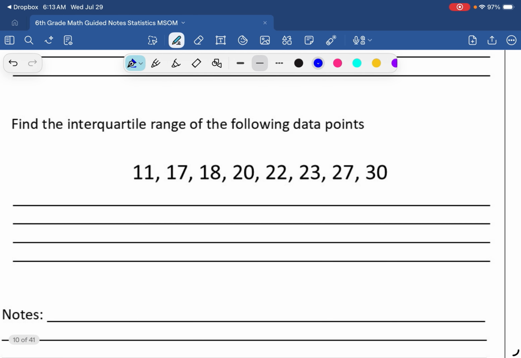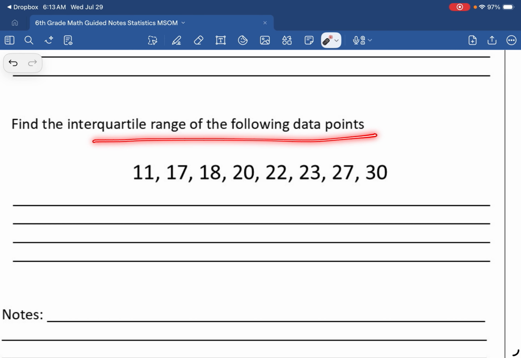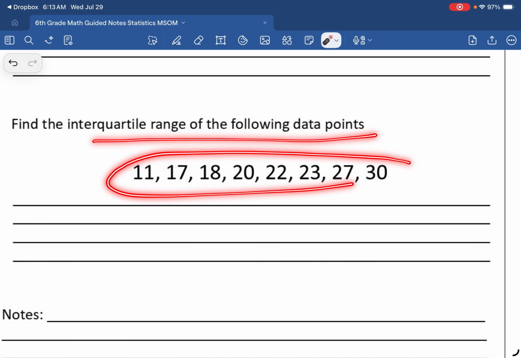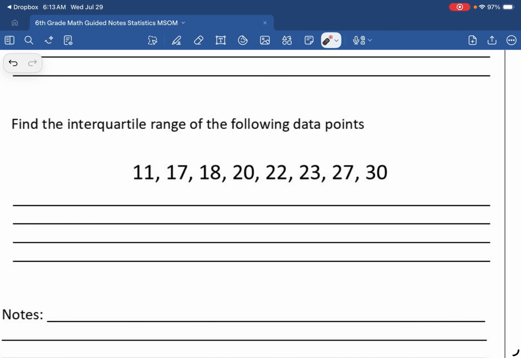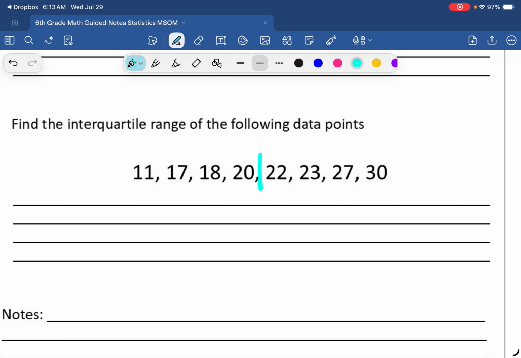Find the interquartile range of the following data points. Again, it is already in numerical order, so I do not need to rearrange the data. There are 8 data points, so my median is going to be right here in the middle. I need the number exactly between 20 and 22. That will be 21. If I don't know that, I can go 20 plus 22 divided by 2, and that will give me 21. Now I need the median of the lower half of the data, which should be right here, between 17 and 18, which will be 17.5.